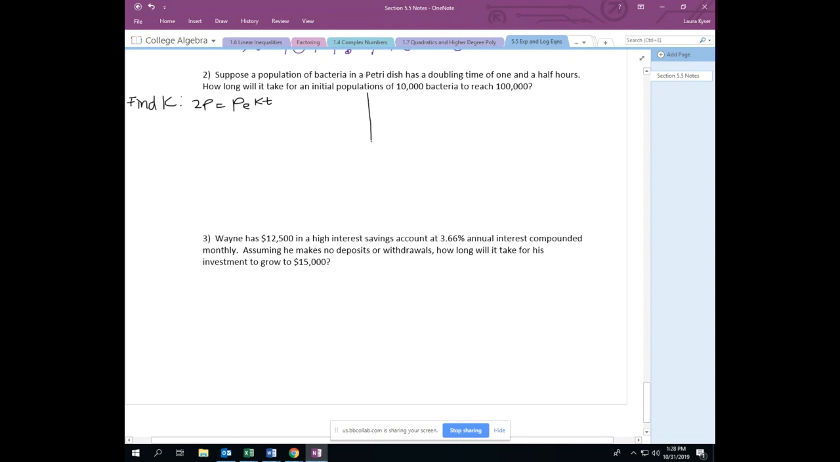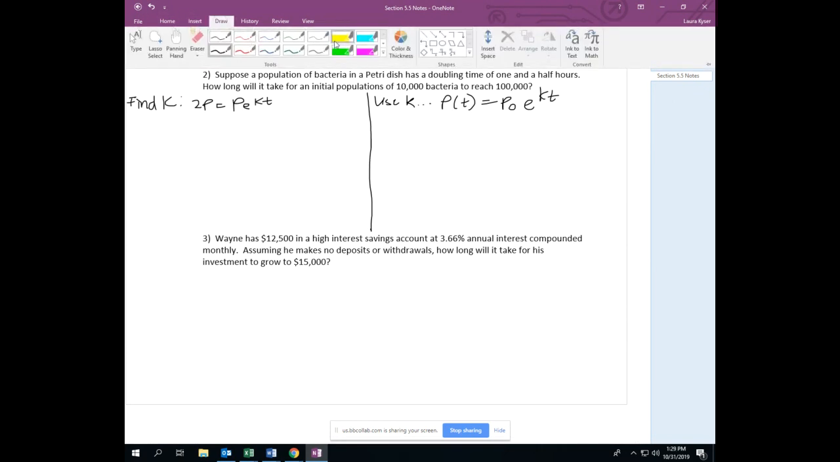Now, after we find our K, we're going to use K. And when we use K, we use it in the other formula. P of T equals P sub 0 E to the KT power, except we'll know K this time. All right, so let's talk about the actual problem now.